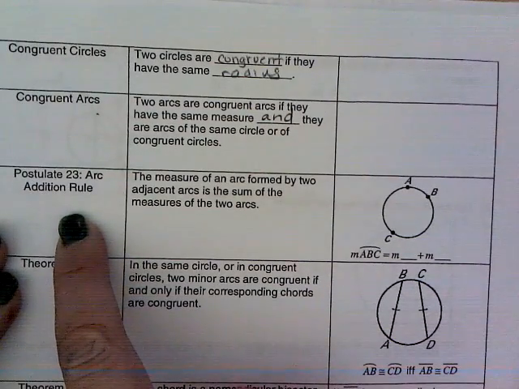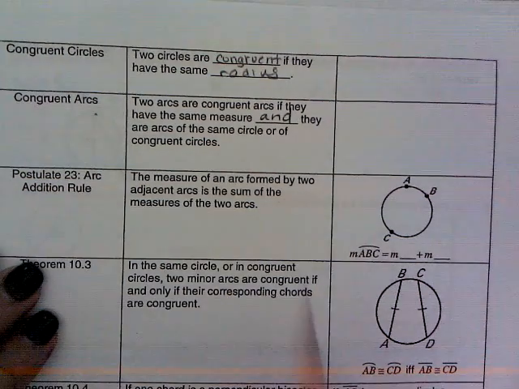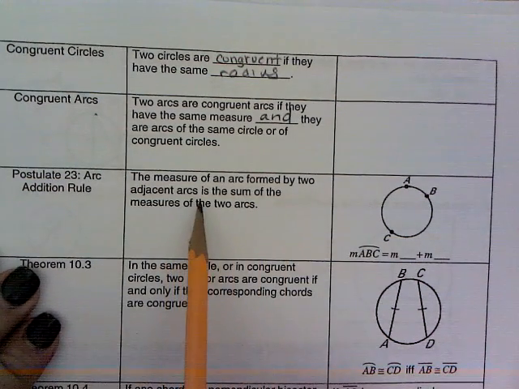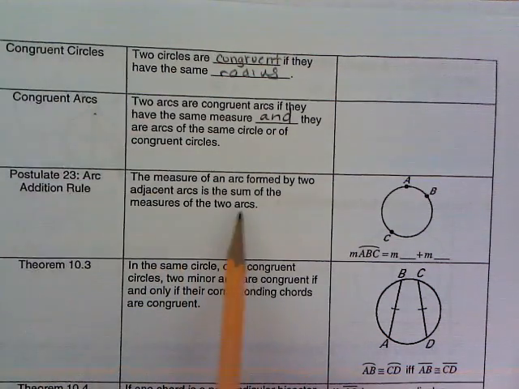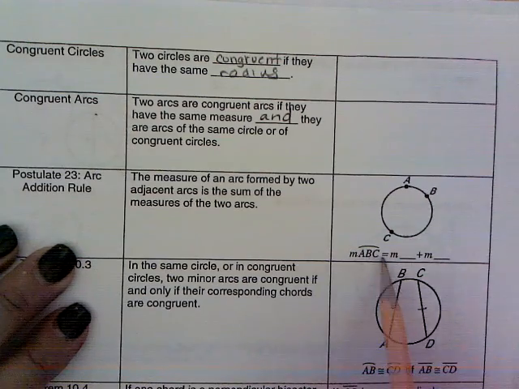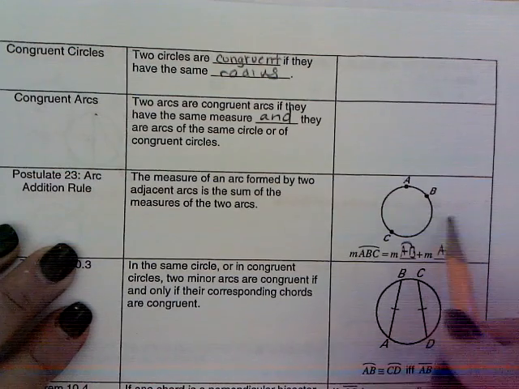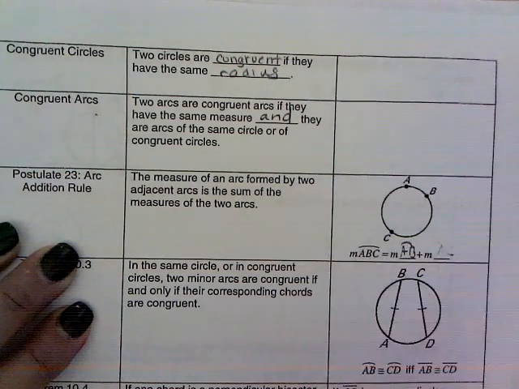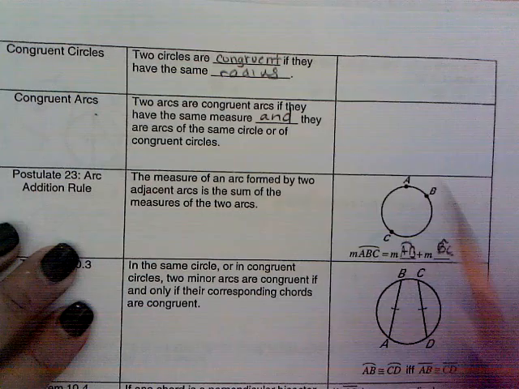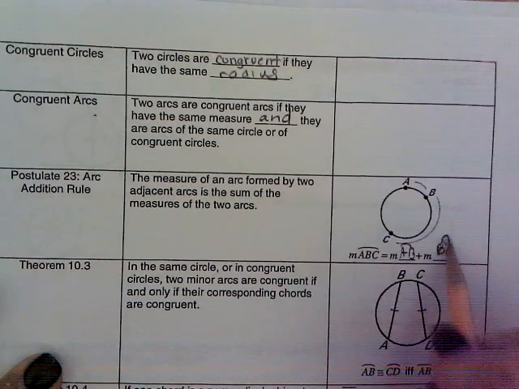Okay, the arc addition rule. The arc addition rule is the same as the segment addition rule, same as the angle addition rule. It just says if I have 2 arc measures, I can add them together. That's all it says. So it says the measure of an arc formed by 2 adjacent arcs is the sum of the measures of the 2 arcs. So here, the measure of arc ABC is the measure of arc AB plus BC. I was looking at it backwards. So go AB plus BC. And it does have that little arc symbol over it.